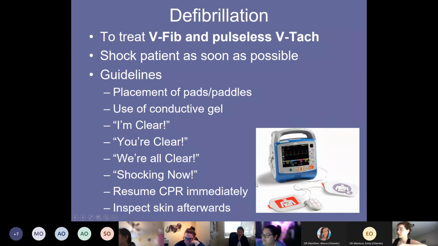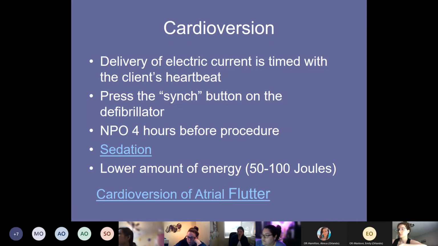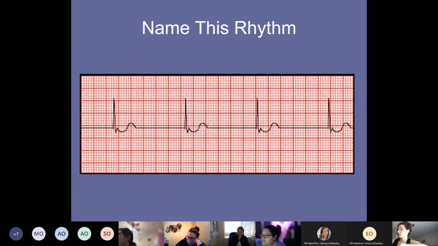Defib, you guys know that and have this slide, everything's here. Pad placement, you have all of those, cardioversion. So everything you have is here, okay? We are exactly at 10 o'clock. I can't believe we got through all of that. You guys are good.